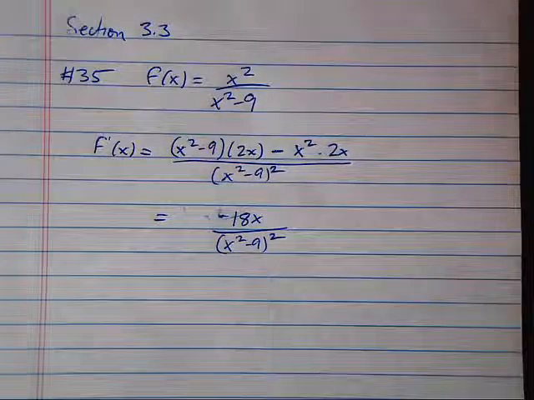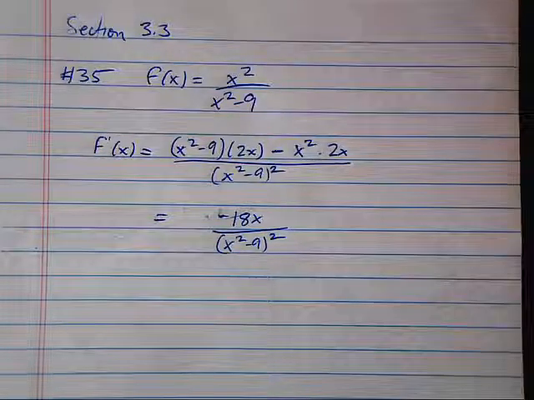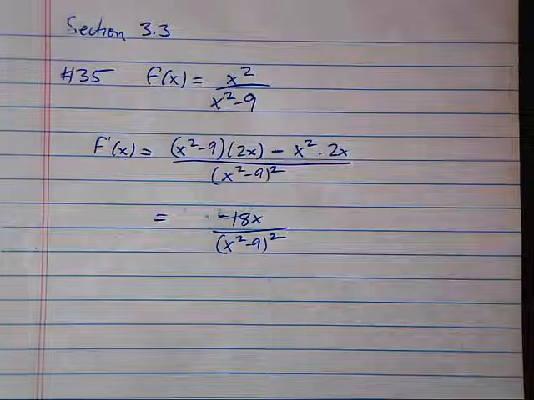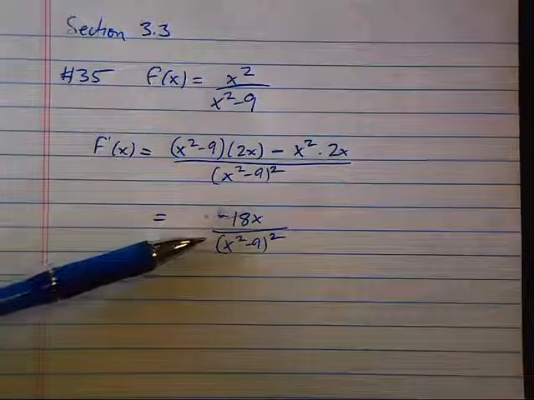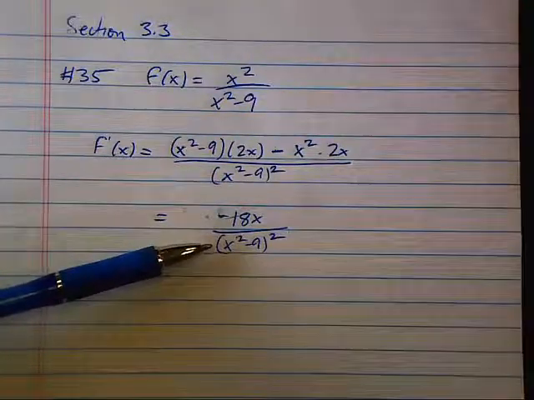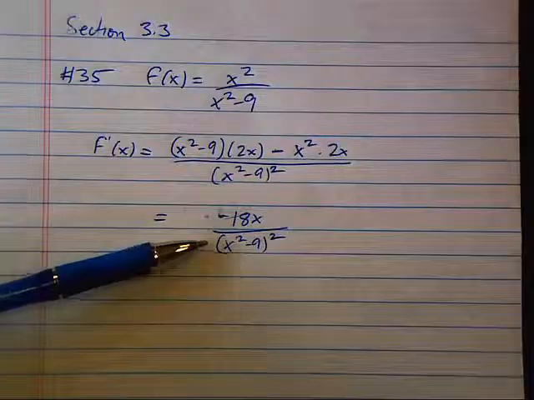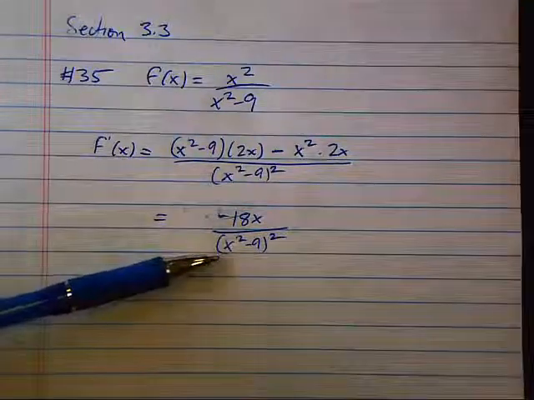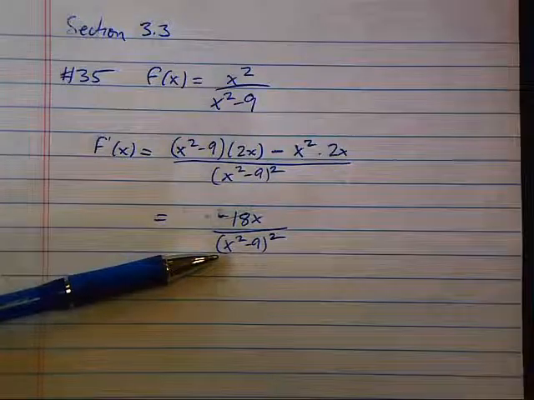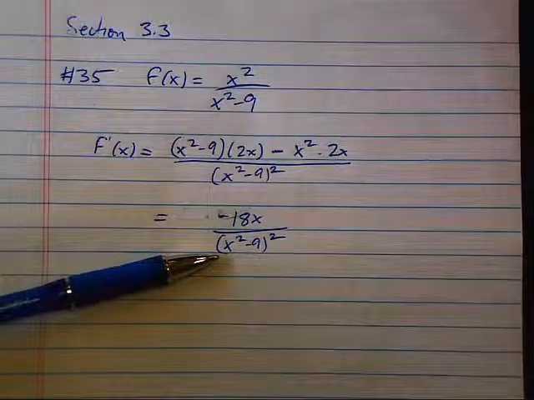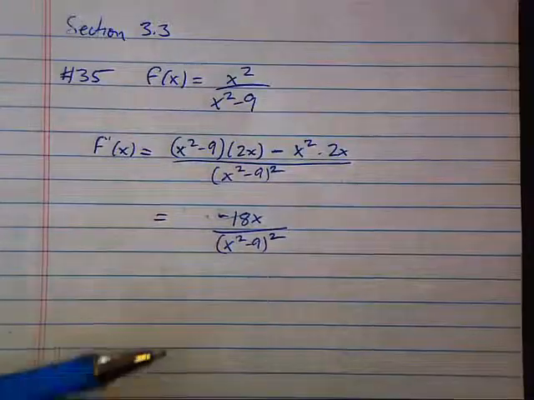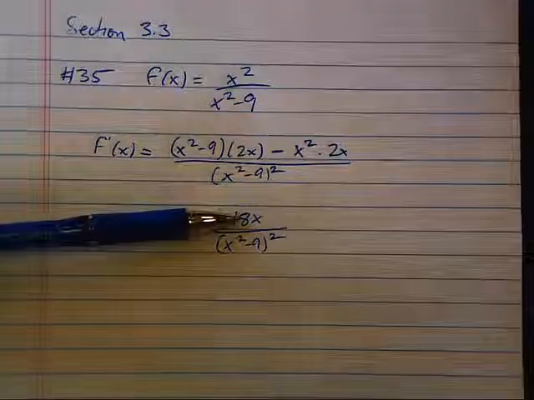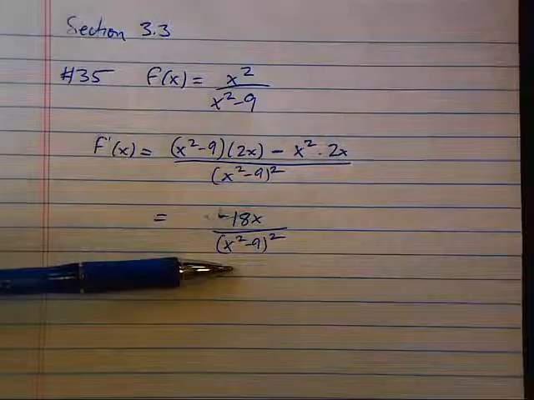What are my critical numbers? Where the derivative is 0, which is at x equals 0, because that'll make the top 0. And you also need to be concerned with spots where the derivative is undefined, which would mean bottom is 0. Where's the bottom 0? Plus or minus 3. Okay, but in this problem, 0 is a critical number. Plus and minus 3 are not critical numbers.